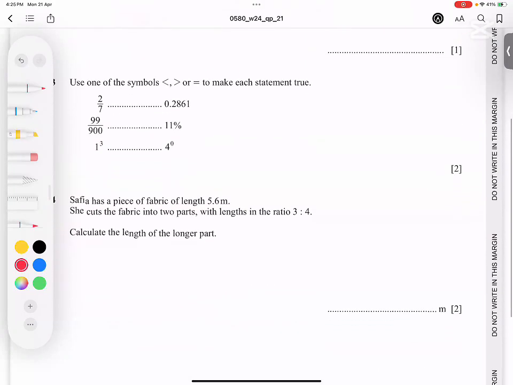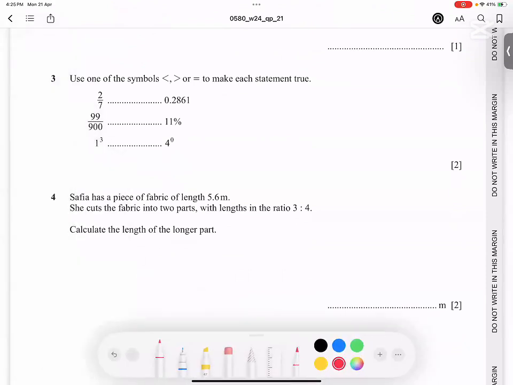Let's talk about this question. He said use these symbols to make a statement true. Okay. Because this kind of question was in the old version with calculator. So now what to do? We can use a calculator here, no problem. So you can check it. 2 by 7 is equal to what? This kind of question, you can check.